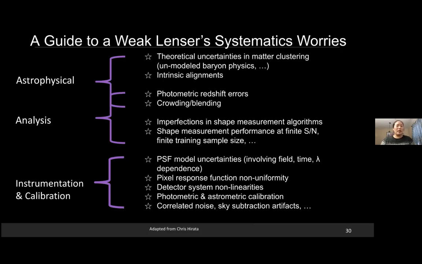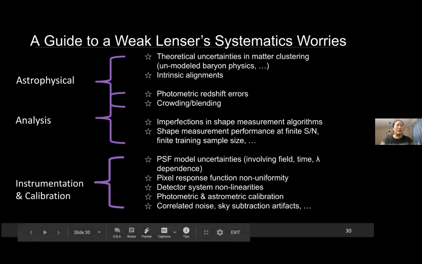So these are roughly grouped into a category of astrophysical types of effects, then the middle ones are maybe more analysis effects, and the last ones are instrumental and calibration effects. And so these are mostly things happening in your detector, for example.